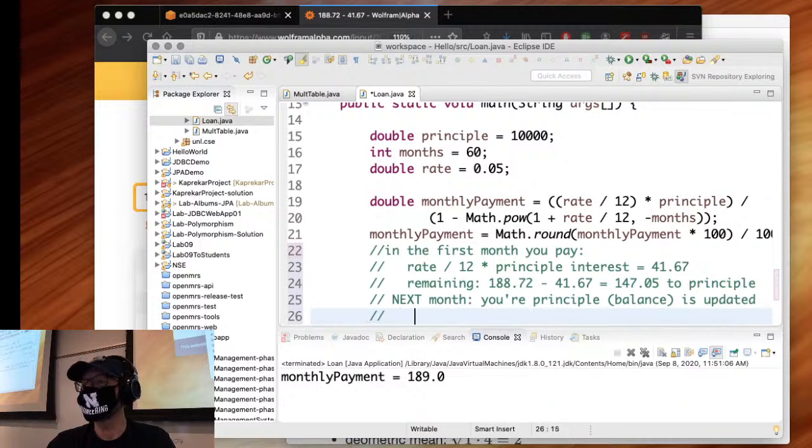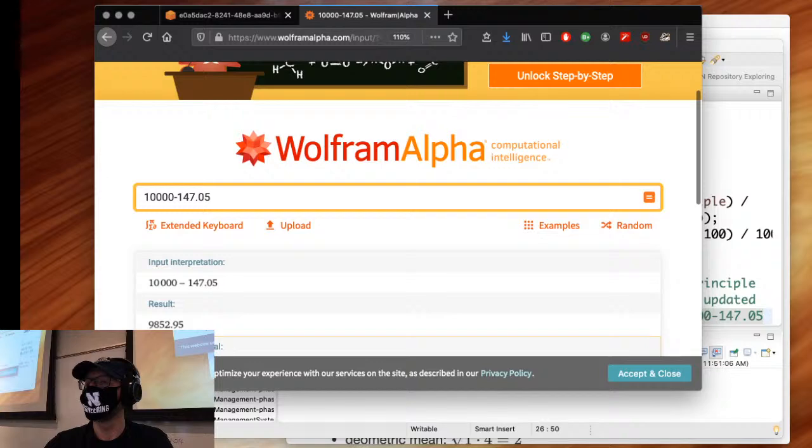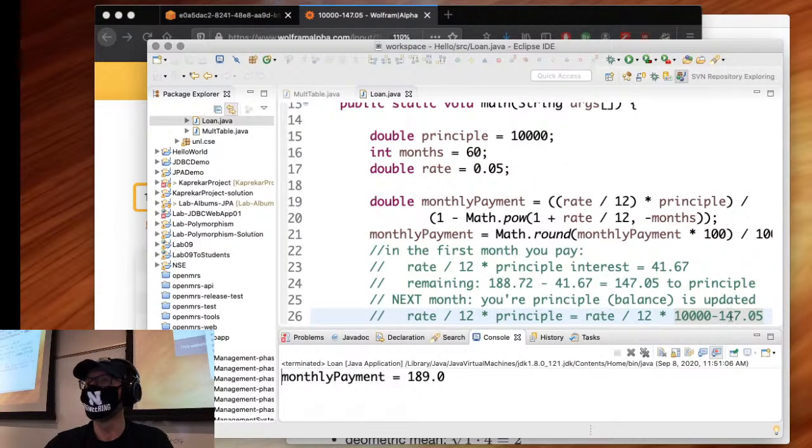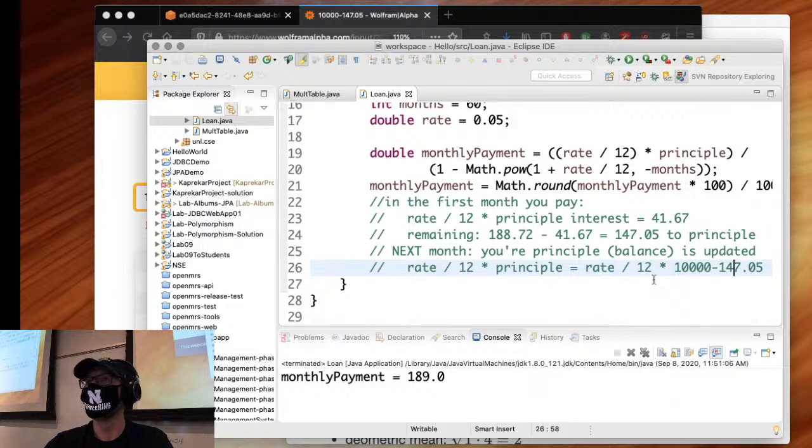So instead of $10,000, now you're paying rate divided by 12 times not 10,000, but 10,000 minus that 147.05, right? Whatever that happens to be. $9,852.95. Is that wrong? What? No, I'm just having trouble following the train of thought, I guess. Okay. Let's see.